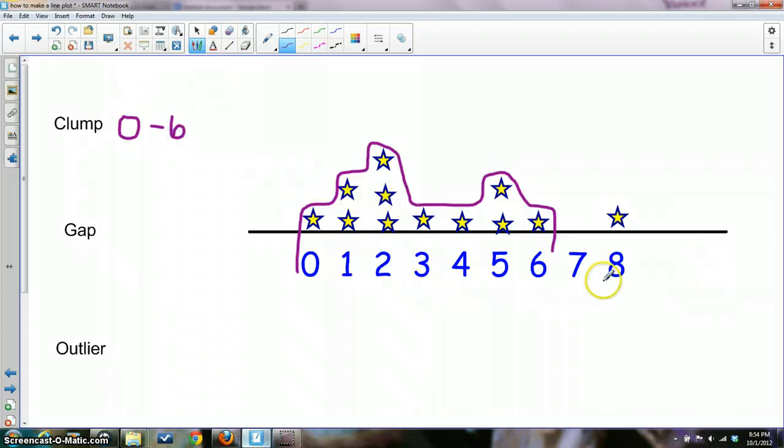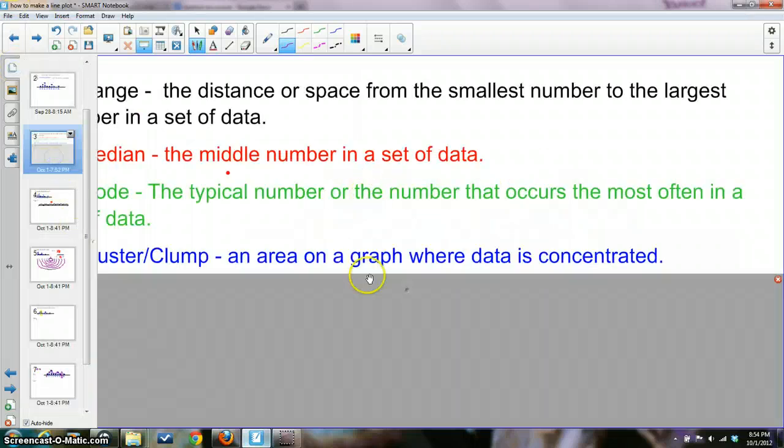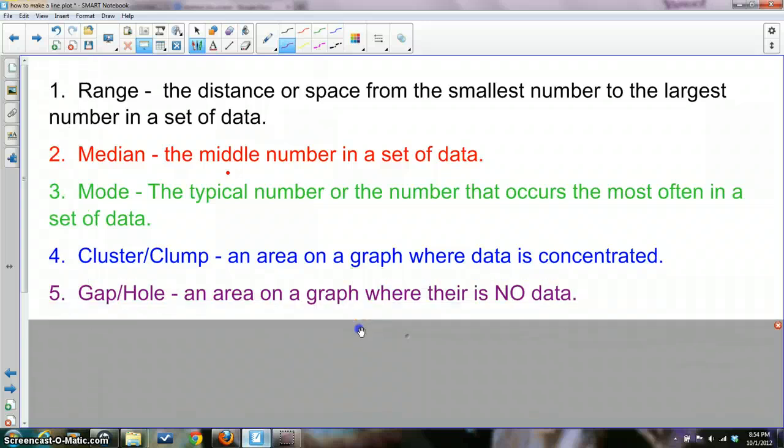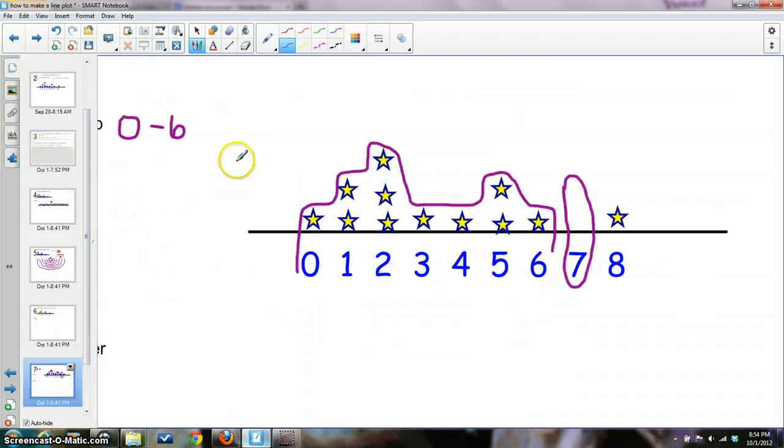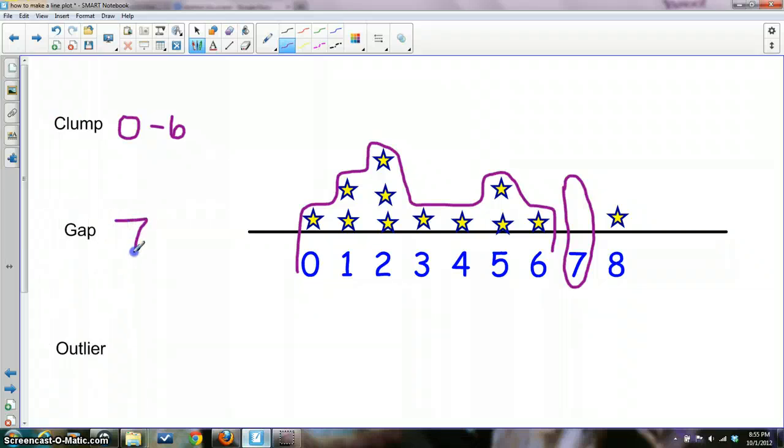And then, do you see how there are no stars above number 7? That's because there's a gap. A gap is an area on a line plot where there is no data. It's an area on a graph where there is no data. So right here, we have no data for the number 7. That means the gap or the hole is at the number 7.